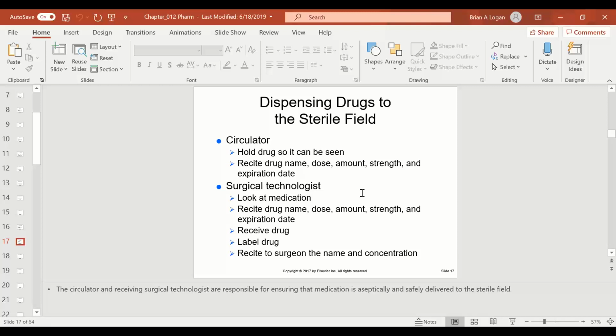We just went through all this, right? Both the surgical tech and the circulator are responsible for these medications getting to the field aseptically.